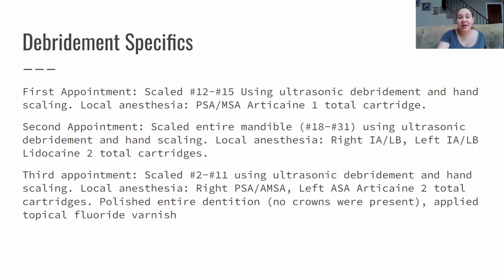Specifics for debridement: I used the ultrasonic and hand scaled each area, using the appropriate local anesthesia for that area. The patient experienced profound anesthesia with everything that we did. I waited to polish until all of the scaling was complete. So we polished at the third appointment, and the patient loved that. That was also when we applied topical fluoride varnish.